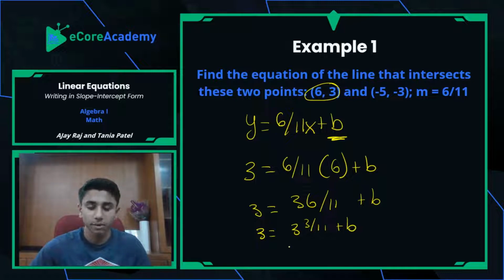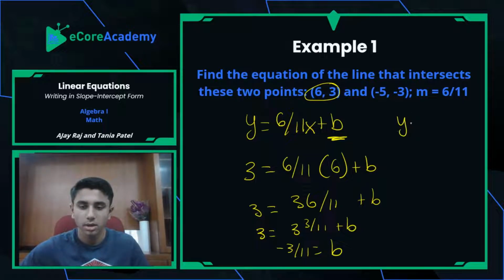We're going to subtract that from both sides, and of course we get that negative 3/11 equals b, our y-intercept here. So we can plug that back into our equation. We get that y equals 6/11 x minus 3/11.